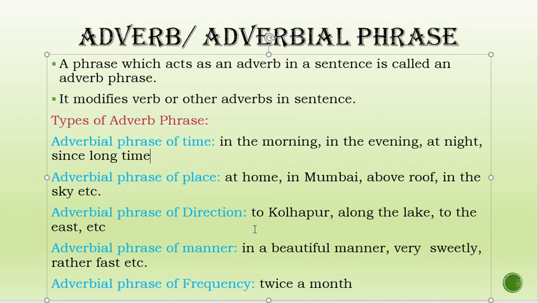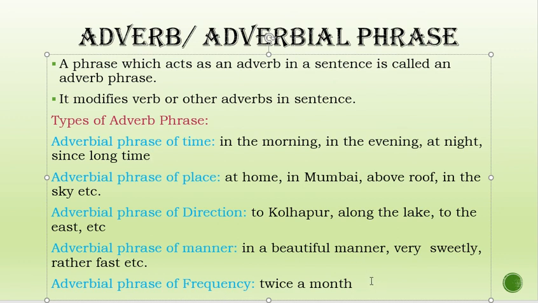Adverbial phrase of direction: to Kolhapur, along the lake, to the east, to the west, to the north, east, west, north, south, whatever it may be, or to the hotel, to the shop, such things. Adverbial phrase of manner: in a beautiful manner, very sweetly, rather fast, very smartly. Such phrases show manner.